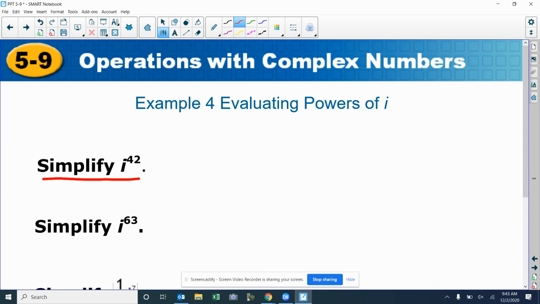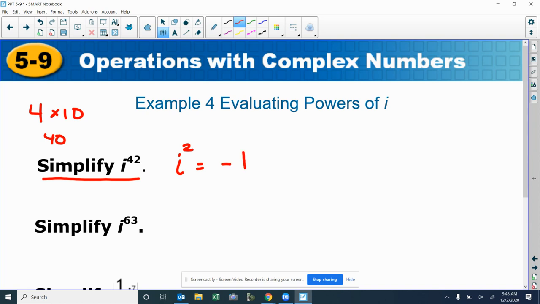Well, one option is to say, in my mind, I'm looking for sets of 4, right? Well, 4 times 10 is what? 40. So if I just take 40 of those i's away, I'm left with what? i squared. Does that register? What is i squared equal to? -1.